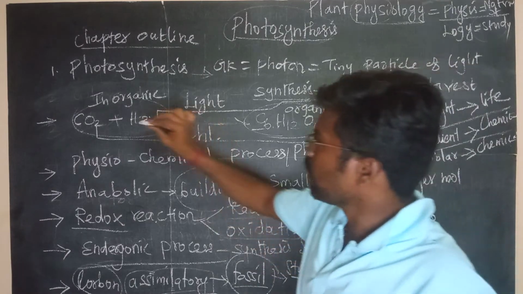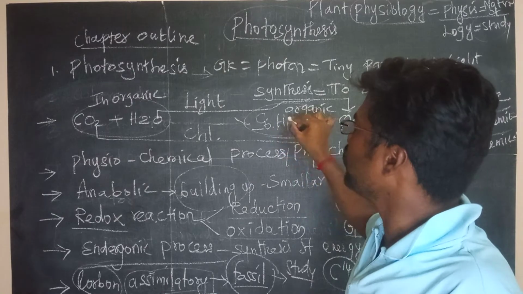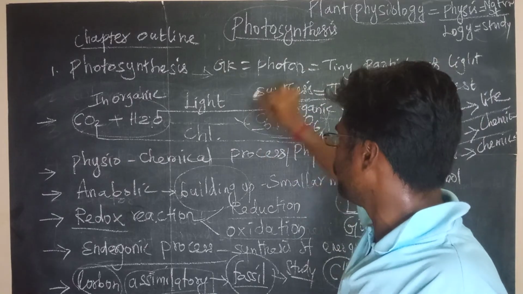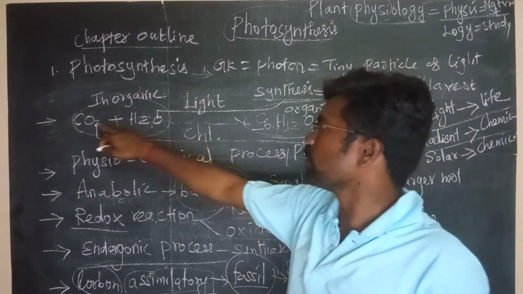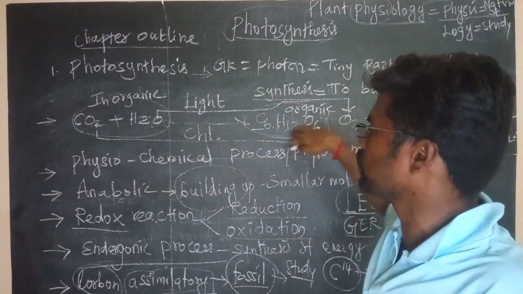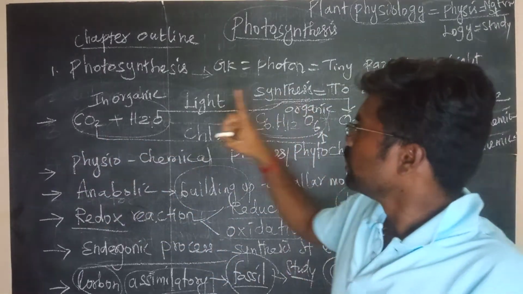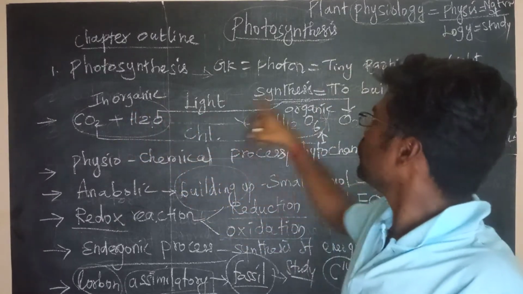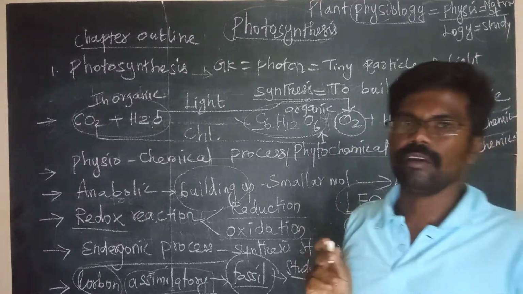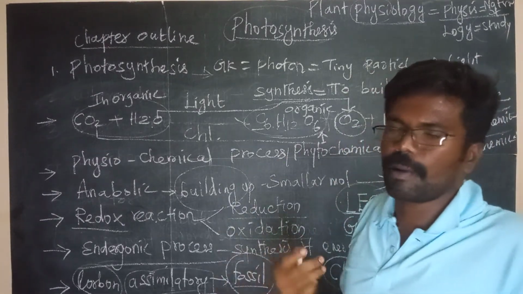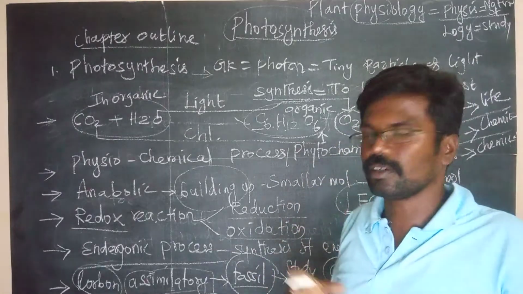Carbon dioxide is reduced into carbohydrate, gaining energy, because it is an energy-synthesizing process. Carbon dioxide, a smaller molecule, is converted into a larger molecule; this is an anabolic process. Water is oxidized and oxygen is given out. Oxygen is essential for our life because we breathe. We break down food by aerobic respiration, for which oxygen is essential.